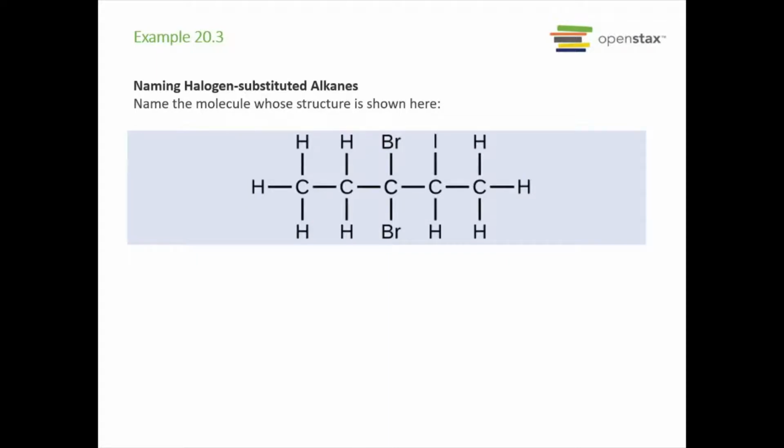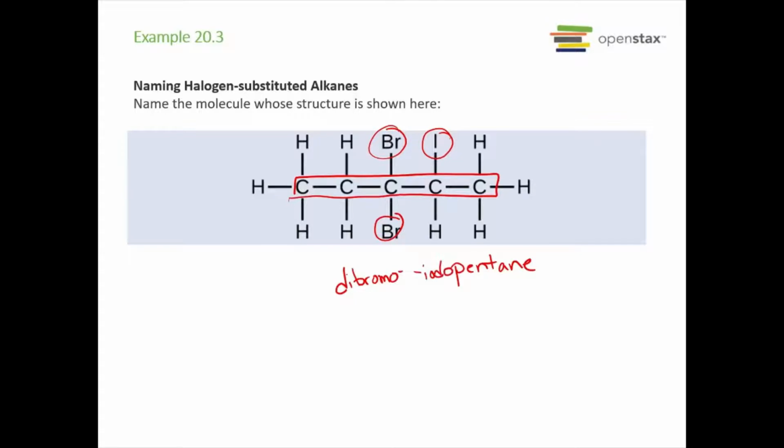Here's another example. So we've got 1, 2, 3, 4, 5 carbons in our longest chain, which means we have a pentane, pent meaning 5, ane to tell us we have all regular carbon-carbon single bonds. And then we notice we have 2 bromines, and they don't have to be coming off the same carbon to do something like dibromo, but in this case they are. And then we have an iodine, which is called an iodo. So we know we have a dibromo, and then some type of number iodopentane.